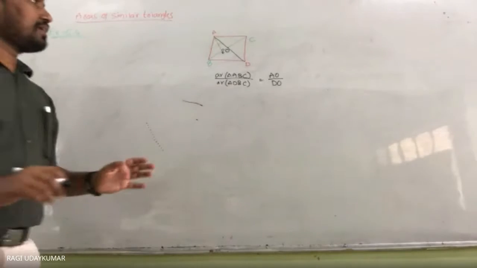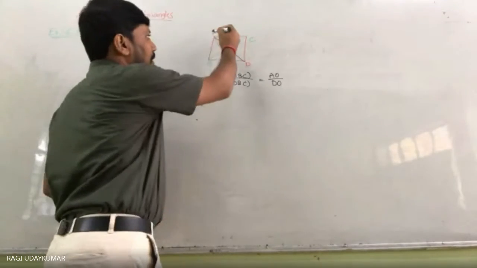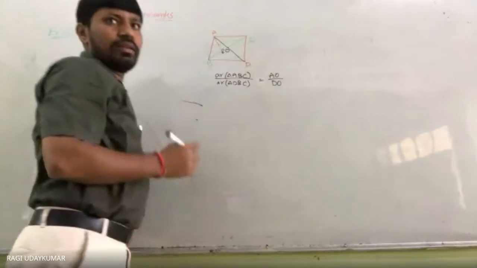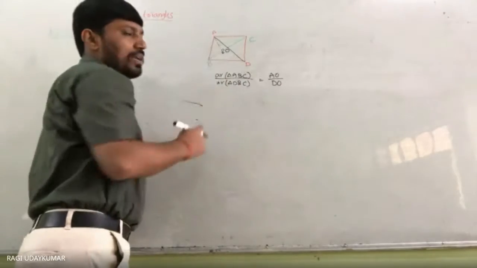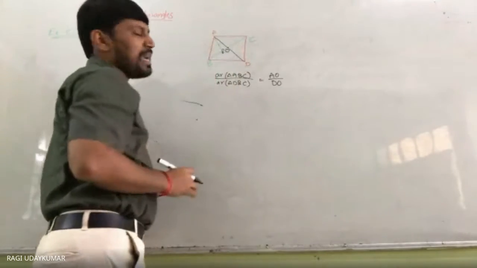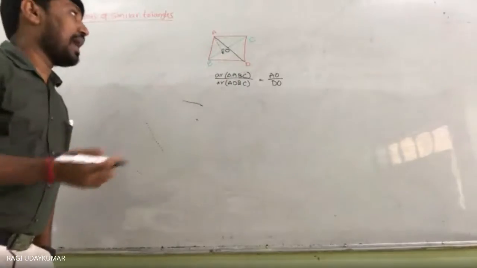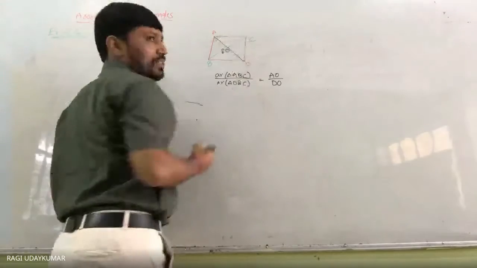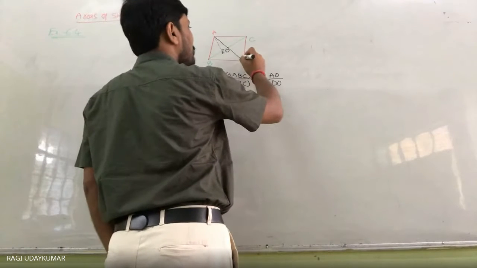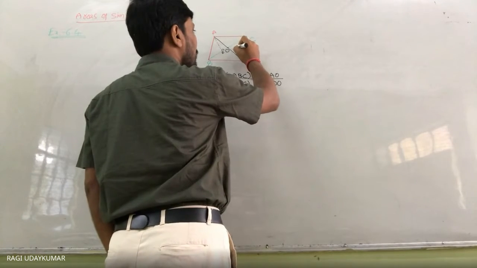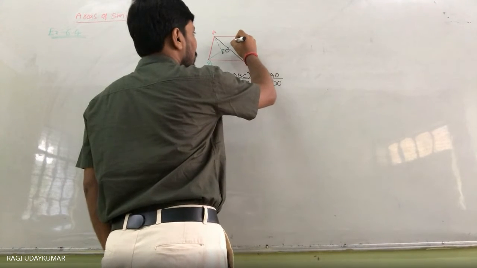So here, what I am doing is dropping one perpendicular from A on BC. When you drop the perpendicular from A on BC, the area of triangle ABC will become half into base into height. Base is BC and height is AE. In the same way, drop the perpendicular from D, and name it F.